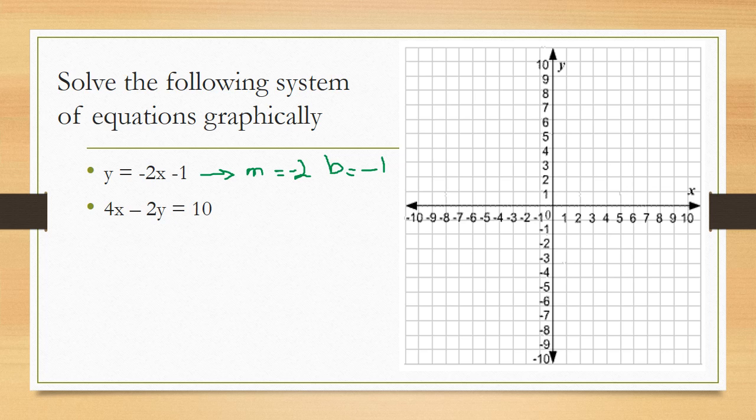And then if we take a look at the second equation, 4x minus 2y equals 10, we need to change the standard form of this equation to the slope y-intercept form. That's why I'm moving 4x to the other side. So by subtracting 4x from both sides, I'm going to end up with negative 2y equals negative 4x plus 10.